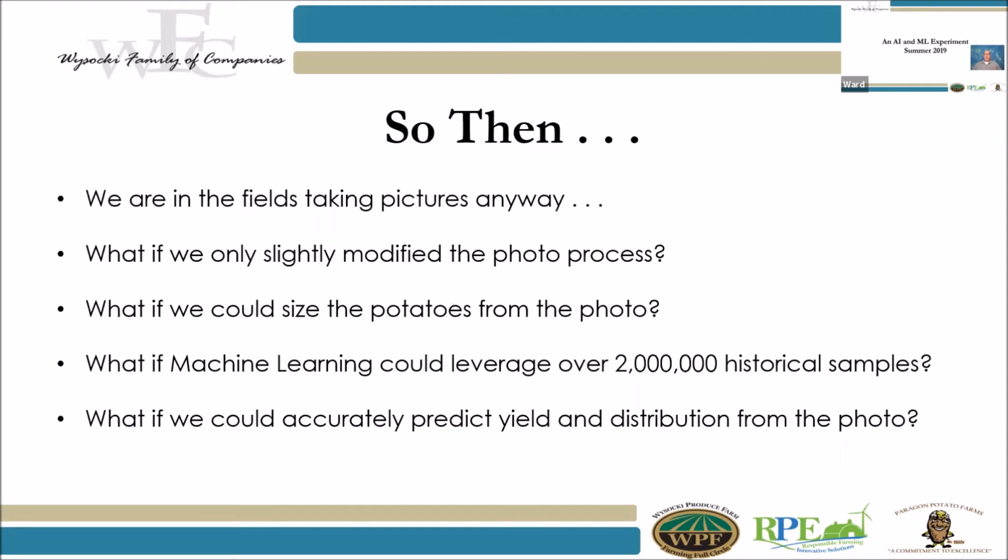So right now, we're taking pictures in the field anyway. That's pretty easy. What if we only slightly modified the photo process? That'd be kind of cool. What if we could size the potatoes directly from the photo? And then what if machine learning could leverage over 2 million historical samples, and then we could accurately predict the yield and distribution just from that photo? Would that be a win?